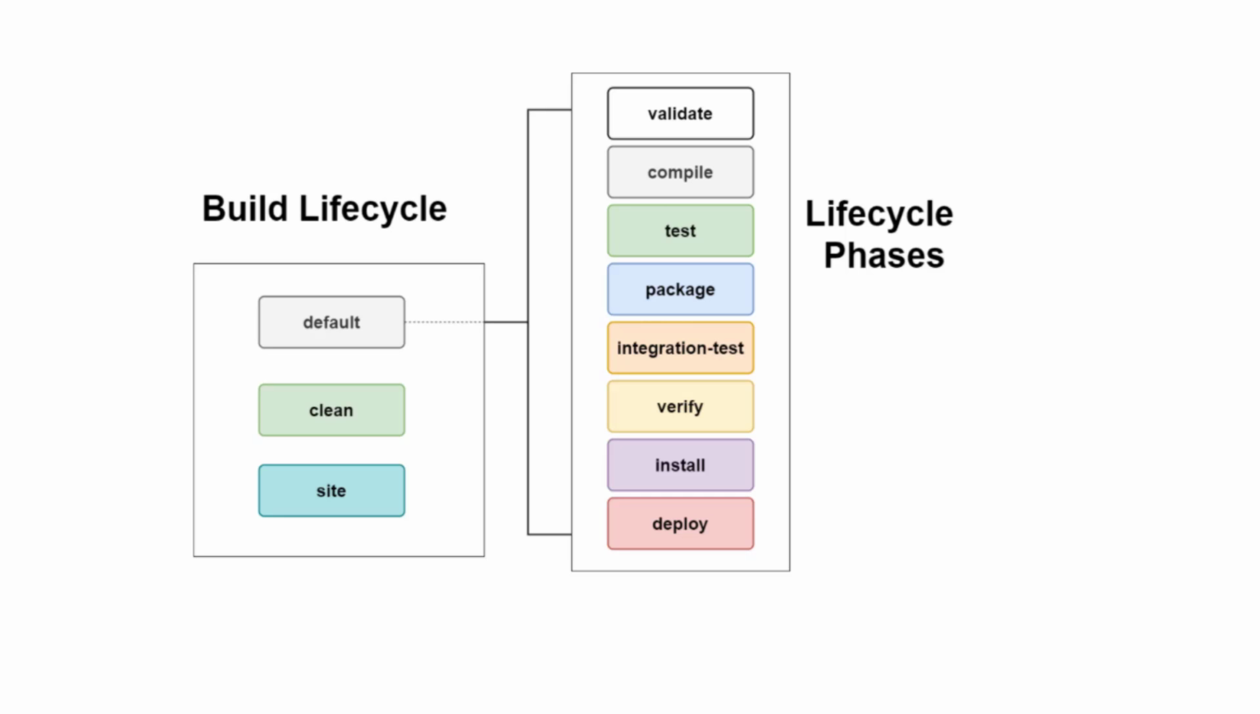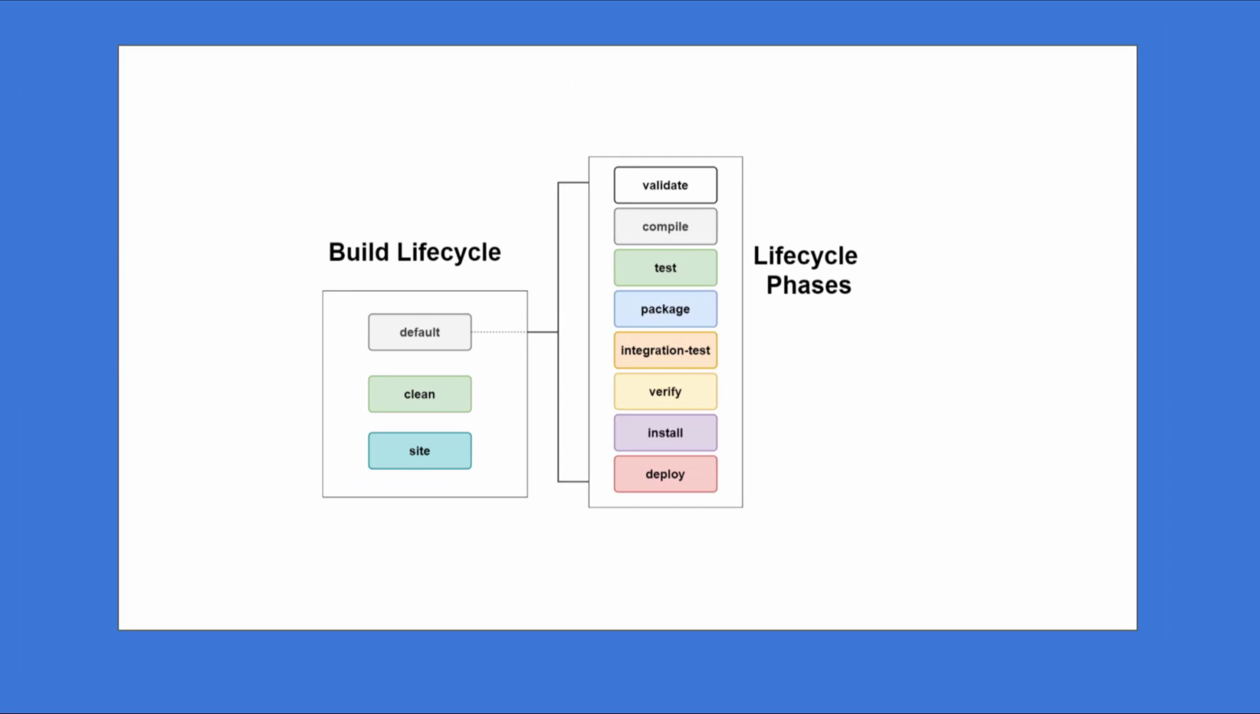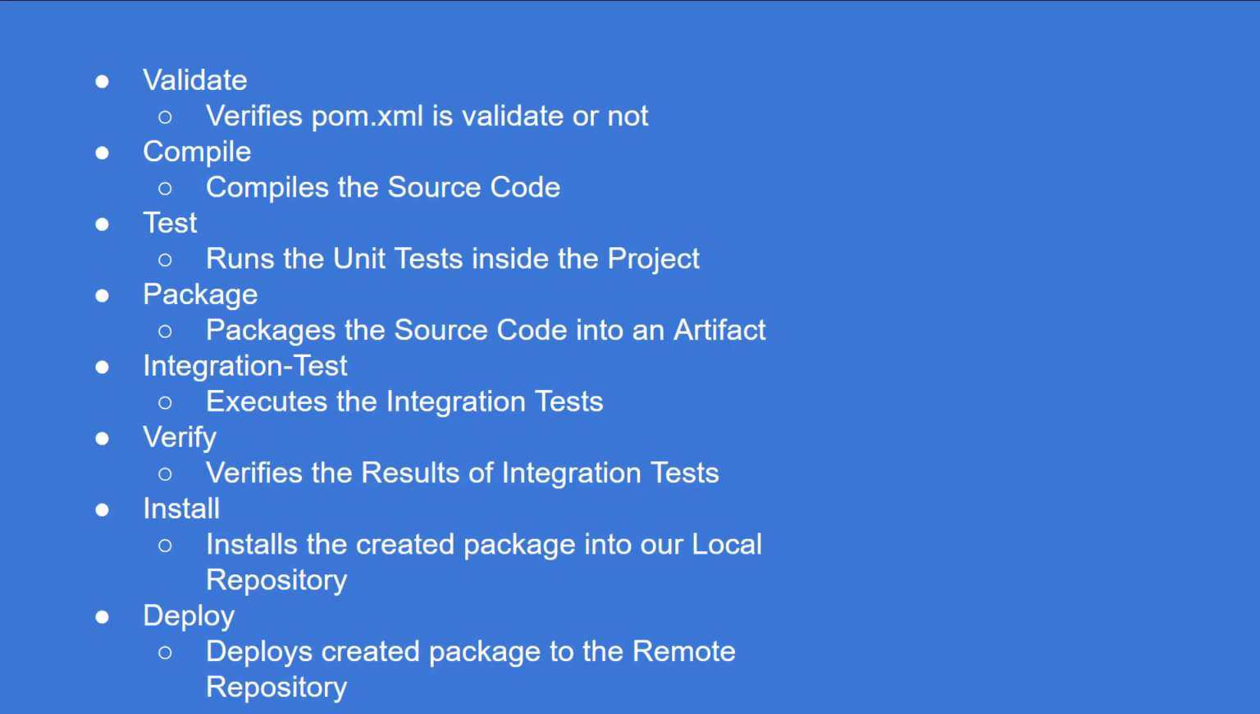If we zoom a bit into the default step, we'll see that we have different phases inside it. The first phase is validate. As part of this phase, Maven reads our pom.xml and validates whether we have valid XML here or not. If there are any errors when creating the pom.xml, those are identified as part of this step.